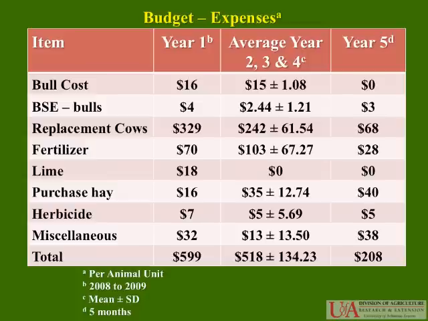And so our total cost runs about $519, and it varies quite a bit. Our expenses for last year were a lot higher, and I'll talk just a little bit about how that's reasonable. But that's how we keep our budgets, pretty simple.